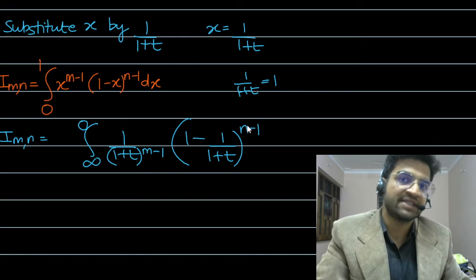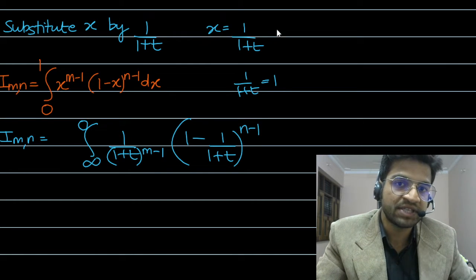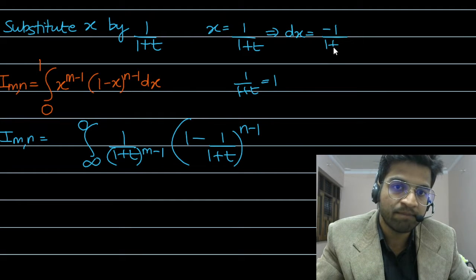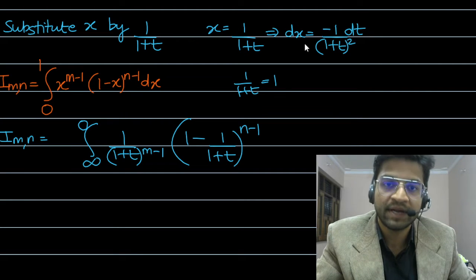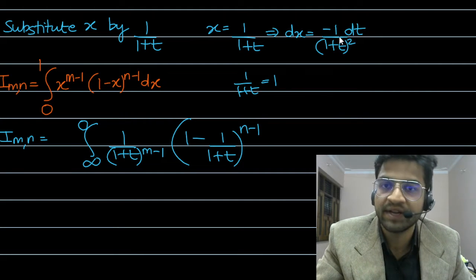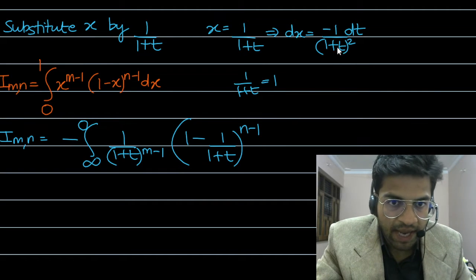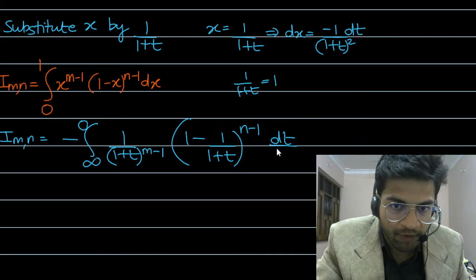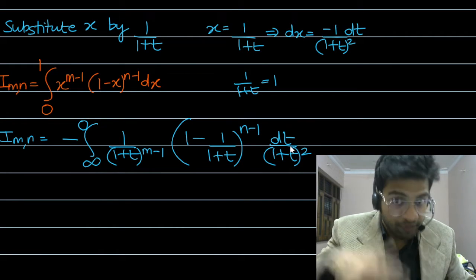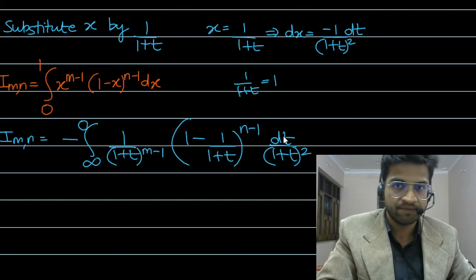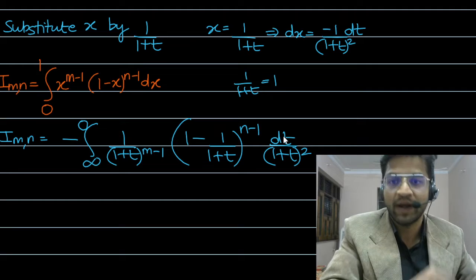And what will be dx? If x is 1 by 1 plus t, dx will be minus 1 by 1 plus t whole square dt. So replace it: we can take the minus outside, and we have dt by 1 plus t whole square. You will be amazed to see that the final expression will be of the form of the required expression.